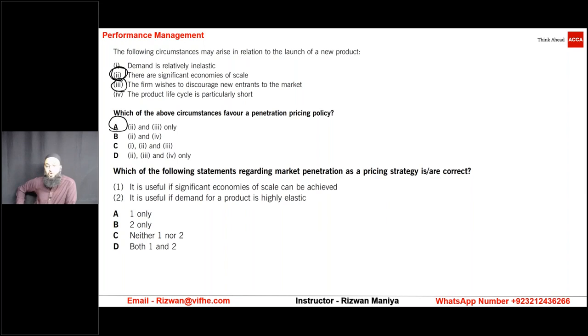The rest two relate to the skimming strategy. Which of the following statements regarding market penetration as a pricing strategy is or are correct? It is useful if significant economies of scale can be achieved. Is this true? Yes, it's true. It is useful if demand for the product is highly elastic. In penetration, elastic demand is helpful, which means a reduction in price will give you a big volume. So the answer is both 1 and 2.